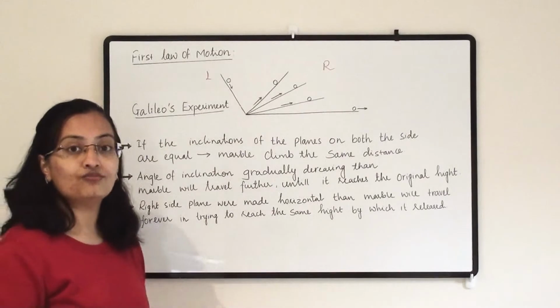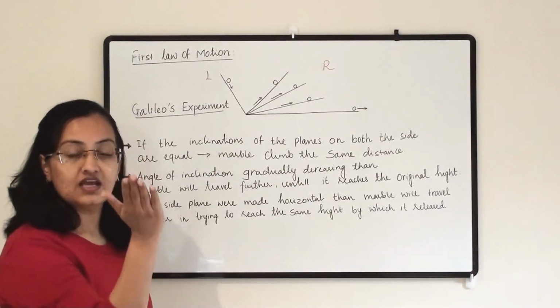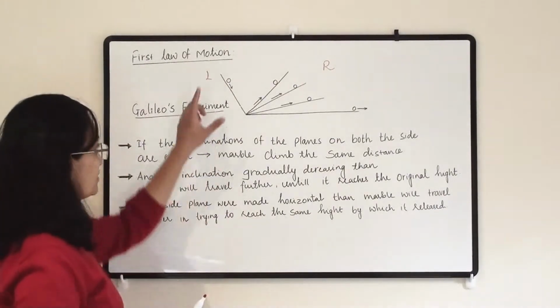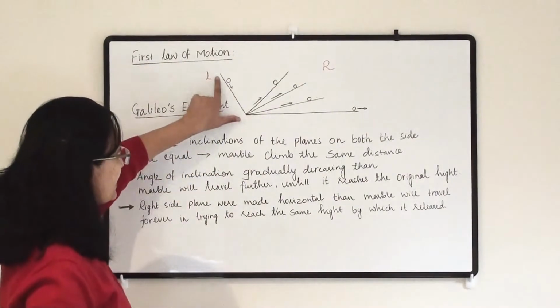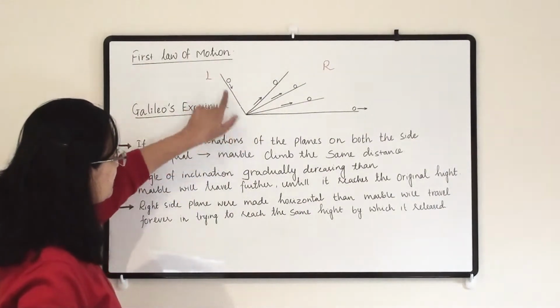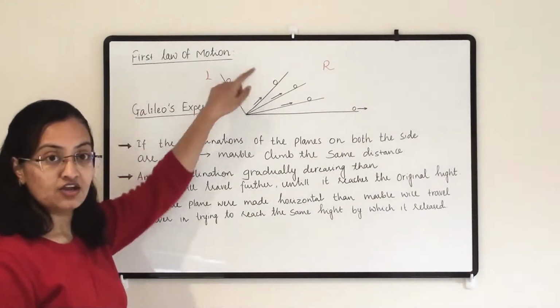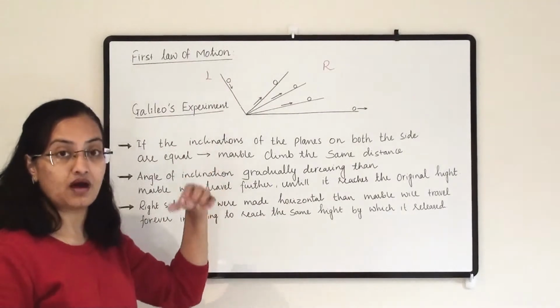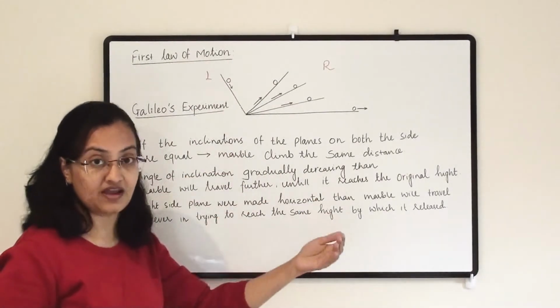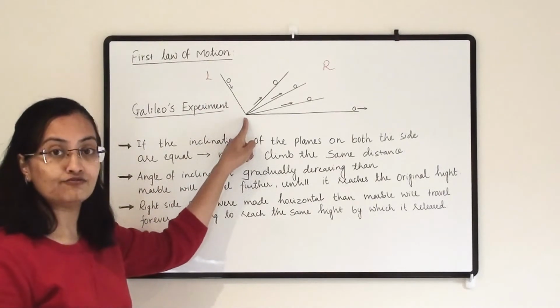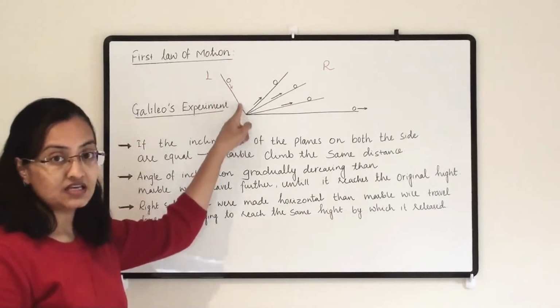What is the meaning of inclined plane? It is a plane having a slope, which is not straight. So here inclined planes are there. From the left side we are releasing this marble from a height and it is attaining some height on the other side, and that is due to the energy it is getting from this travel.